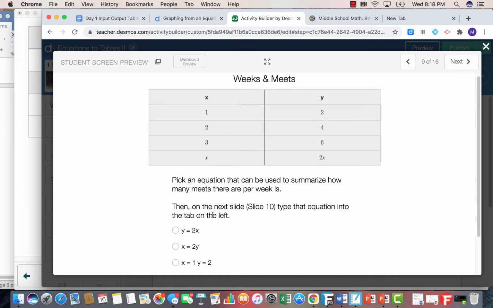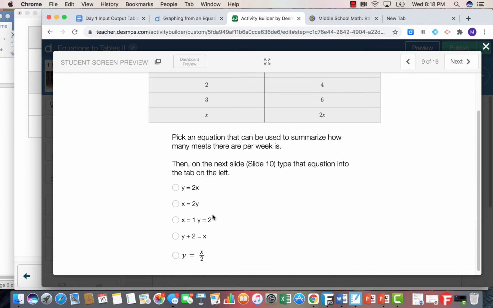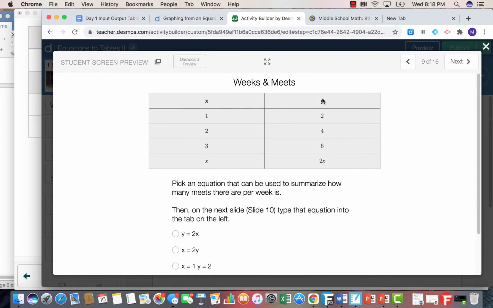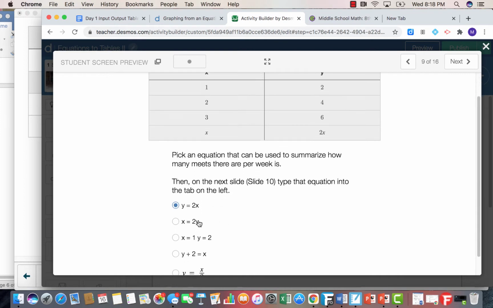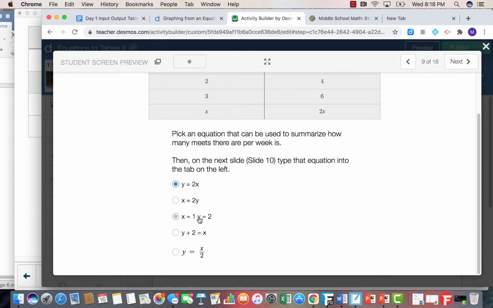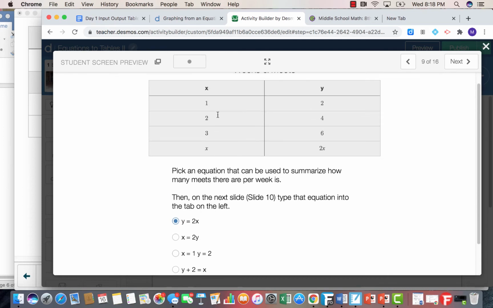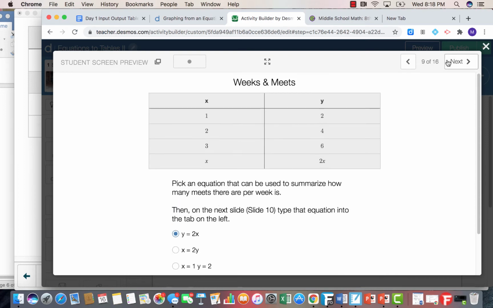So if we look at this, slide 10, which is the next slide, I'm going to worry about that in a second, but we just said that y, the number of Google Meets, is equal to the number of weeks times 2. So it would be this one right here. The other ones are all tempting, especially this one right here. I've seen a lot of students pick this. And that's an ordered pair in this situation, but it's not an equation that describes the relationship.